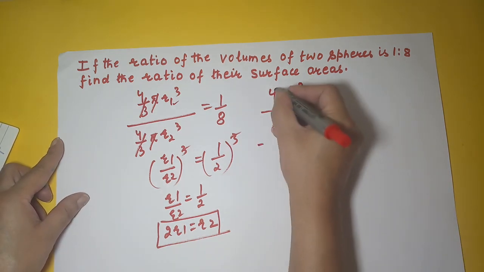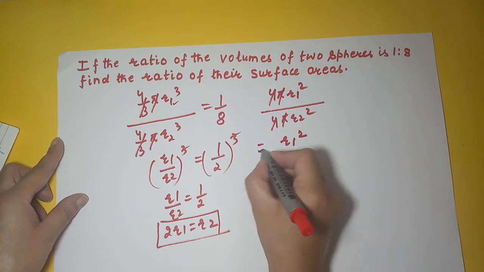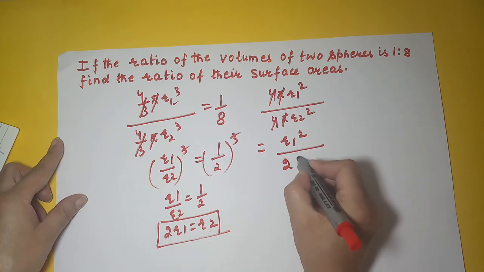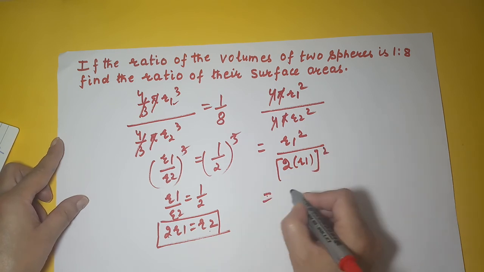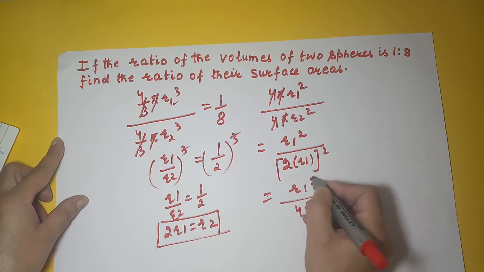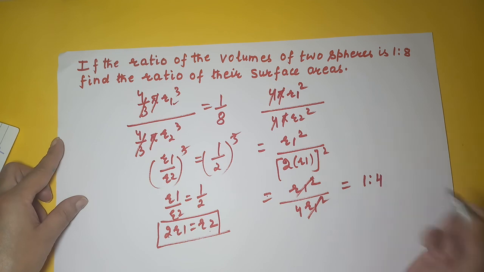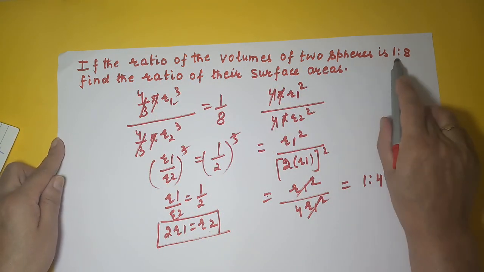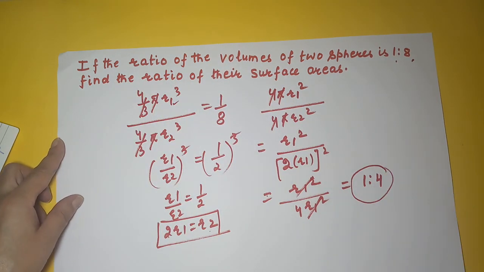Now 4 and 4 will go, pi and pi will go. So we are left with r1 square upon, in place of r2, can I write 2r1 whole square? So which will give me r1 square upon 4r1 square. r1 square and r1 square will go. I am left with 1:4. So what is the ratio of volumes of two spheres? That was 1:8. So what was the ratio of their surface areas? That was 1:4.